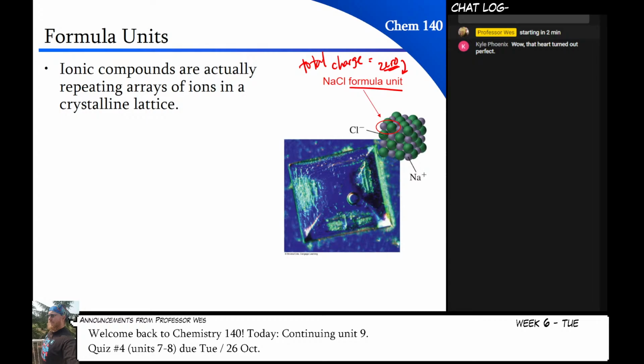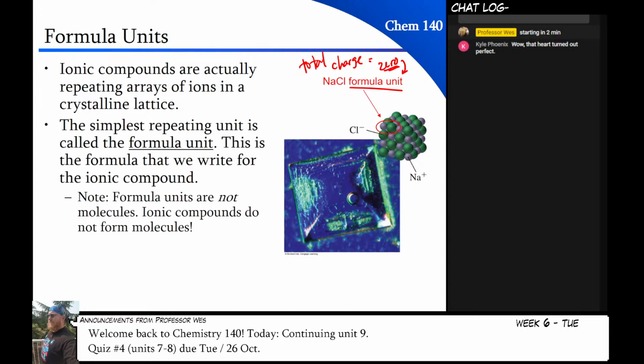And as you increase the charges on things, these lattices look more complex. So you would only have half as many magnesiums as you do sodiums in here if you were looking at magnesium chloride, because magnesium is +2, for example. And so that would change the structure. And so there are all sorts of different lattices out there that you can look at. And you just repeat the simplest formula, and that is the formula unit.